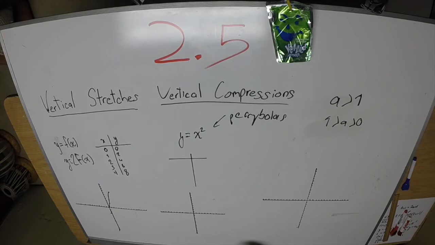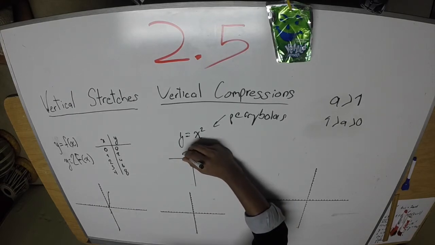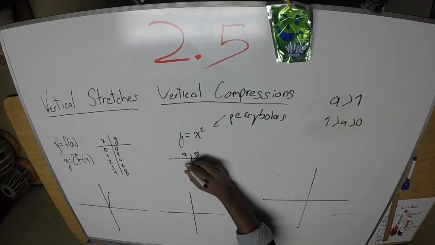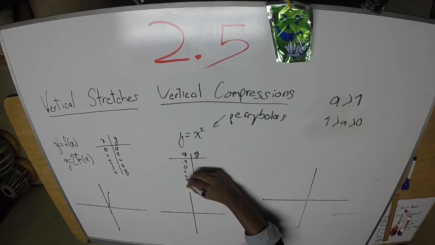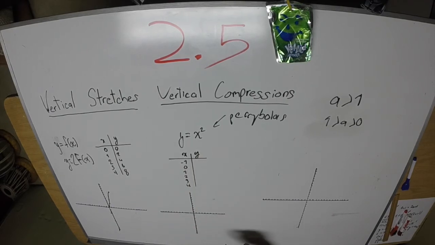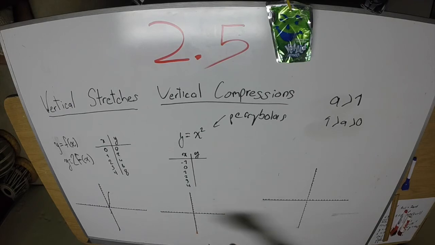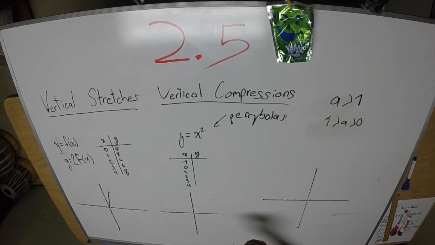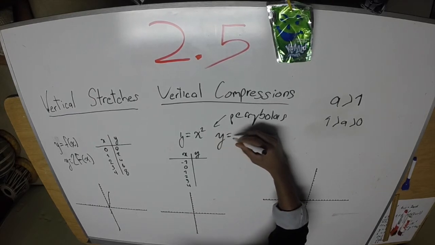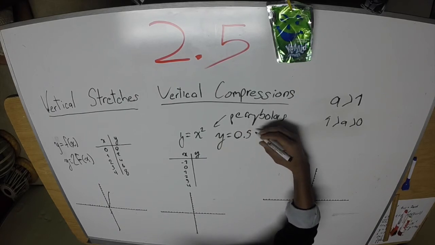Moving on to our parabolas, we have y equals x squared. So let's say we had the x and y values over here, and it was -1, 0, 1, 2, 3, and 4. Usually the numbers over here would be 1, 0, 1, 4, 9, and 16. But if we were to multiply the y value by a certain number, or give it a vertical stretch or compression, it would change that. So let's say we're giving a vertical compression by a factor of 0.5.